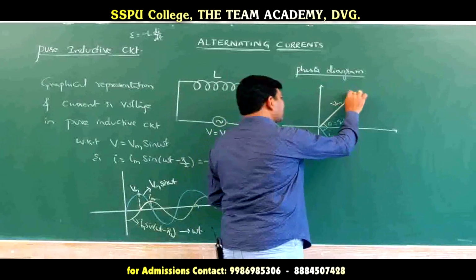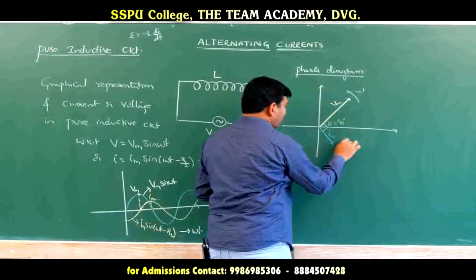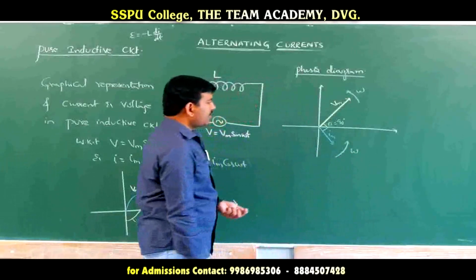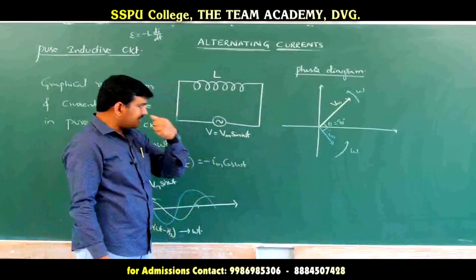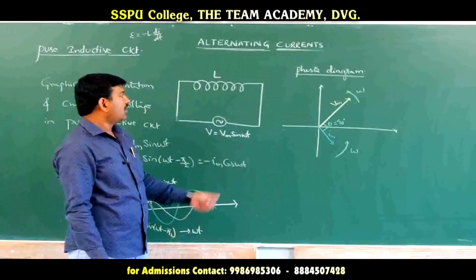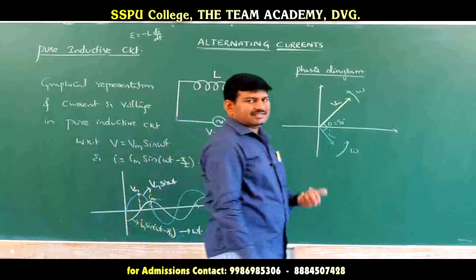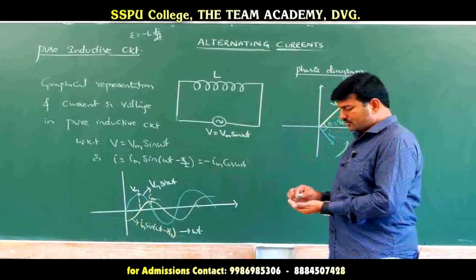This goes like this with angular speed omega. This is also following it. Current also follows voltage with the same angular speed omega. This is the phasor diagram for the pure inductive type of circuit. Now what is the power dissipated in this pure inductive circuit?